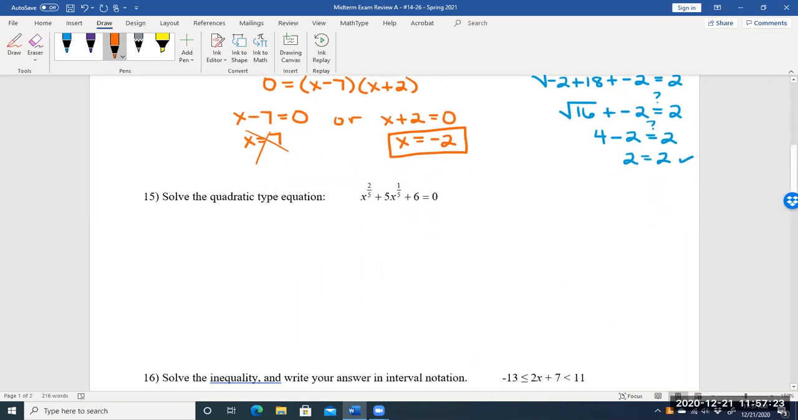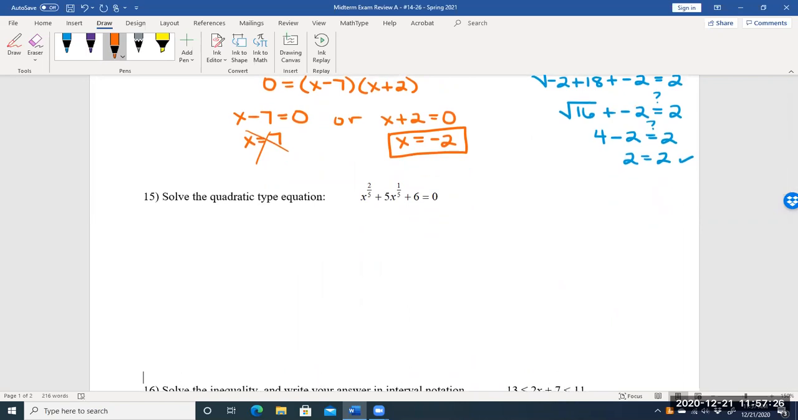All right, let's take a look at the next one. So the next one says we want to solve the quadratic type equation. Clearly it's not quadratic. A quadratic equation, the largest exponent is a 2. You would have an x squared. And so we have an x to the 2/5. But it's quadratic type because we can use substitution to help us to make this look quadratic. And then we'll be able to use that to help us solve this equation.